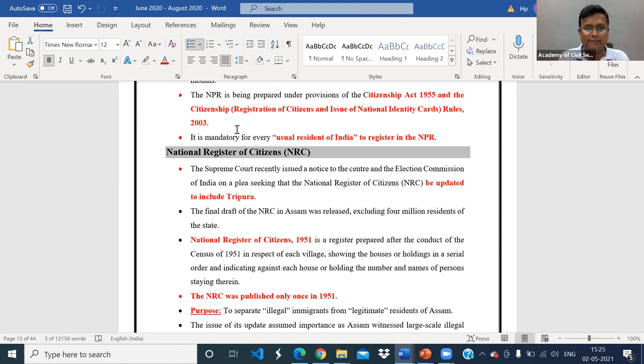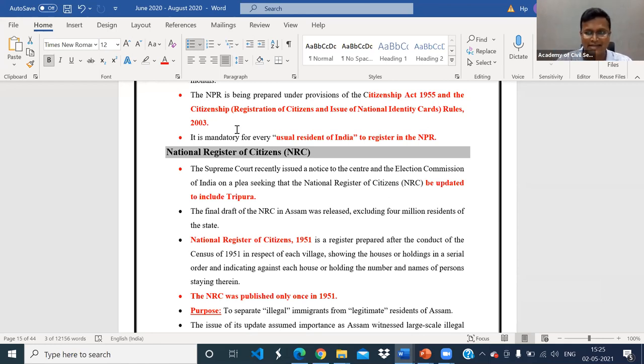The NRC is the original document of 1951. It mentions the list, the names of the people who were Indian citizens in 1951. And after that, whoever their children are, they will automatically get citizenship by birth or by descent. One way of proving you are a citizen of India at present is to prove that in your lineage, a person's name was there in the original NRC of 1951. That is one present-day proof of citizenship.